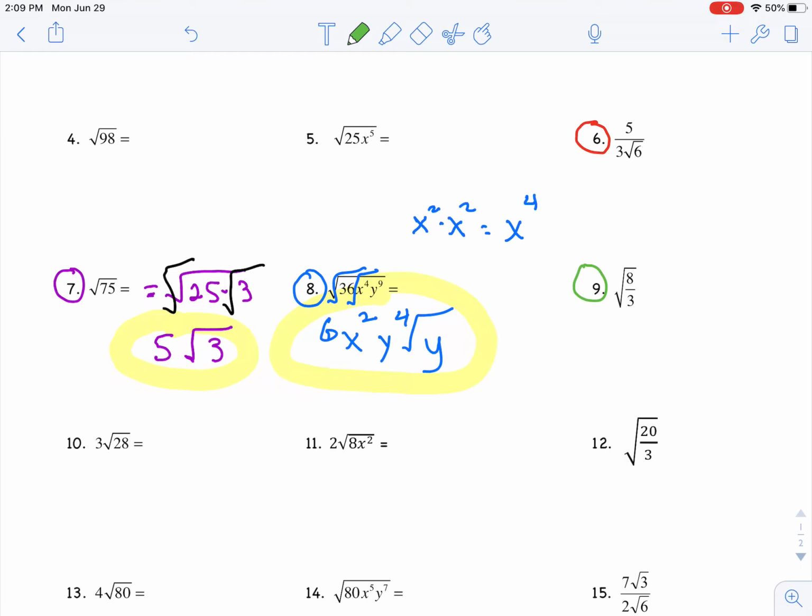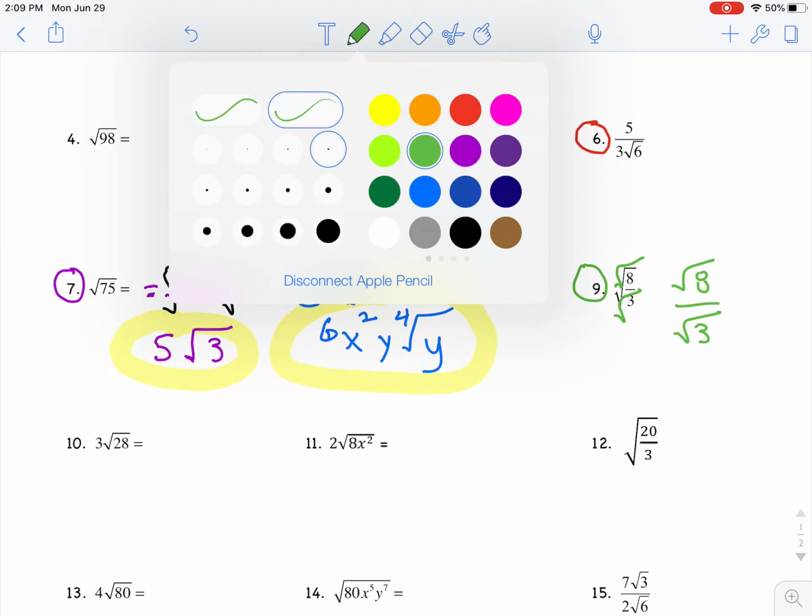The next one I want to go through is number 9, because a radical is not simplified if there's a fraction under the radical. And so just like when we had the product property, if we have division under the radical, we can give the numerator and denominator their own radical. So then this becomes the square root of 8 over the square root of 3. Now there is still a perfect square factor that goes into 8. But before we worry about that, one of the other really important things to remember is that a radical is not simplified if there's a radical in the denominator.